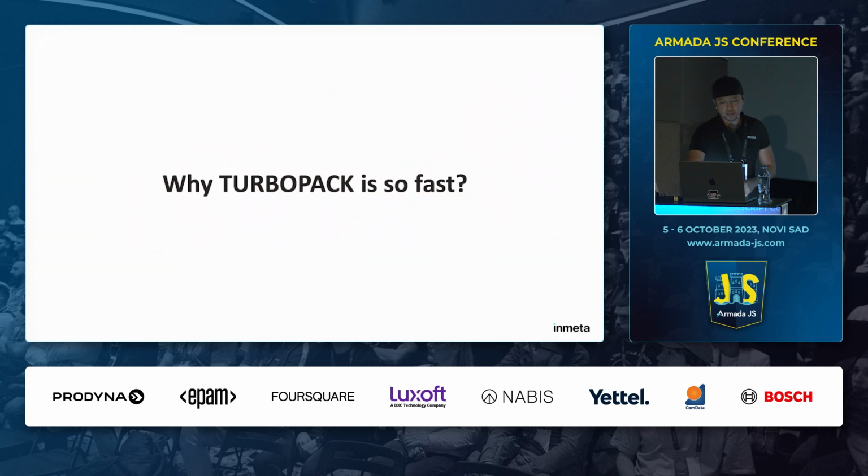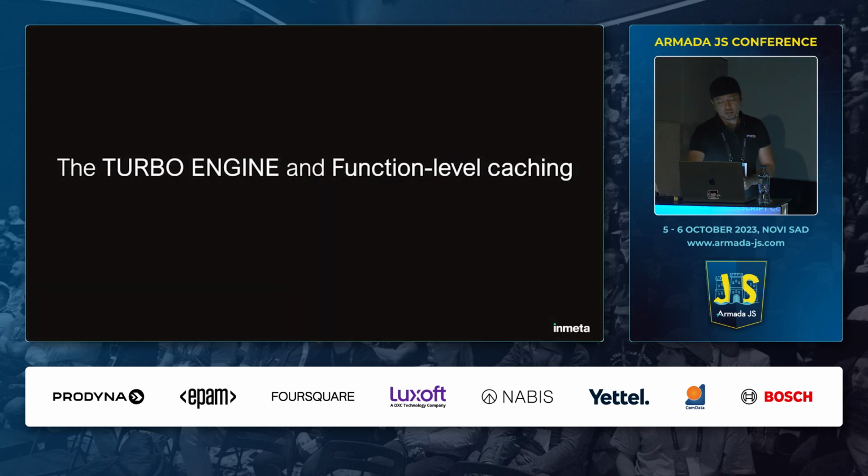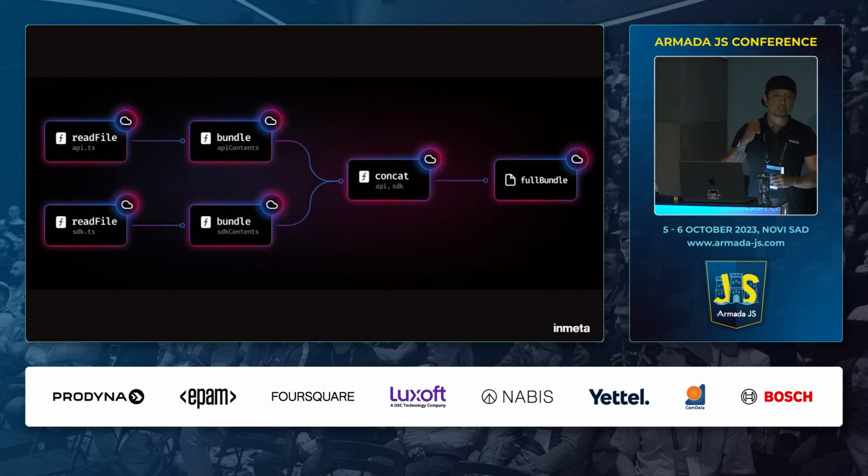So why is Turbopack so fast? Let's see. Turbopack has this impressive speed, and it is attributed to its incremental computation engine. So in a typical bundler, the process involves reading files, bundling them, right? Yep, I think you can see this. So again, reading files, bundling them, and then concatenating them, and performing, for example, multiple tasks.